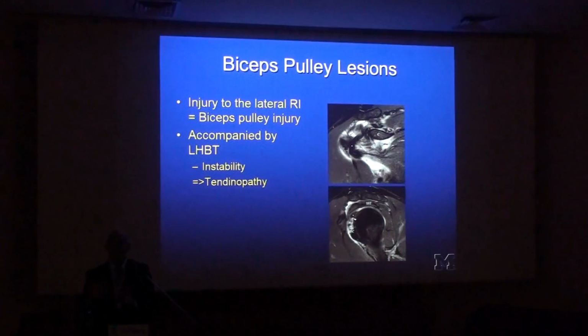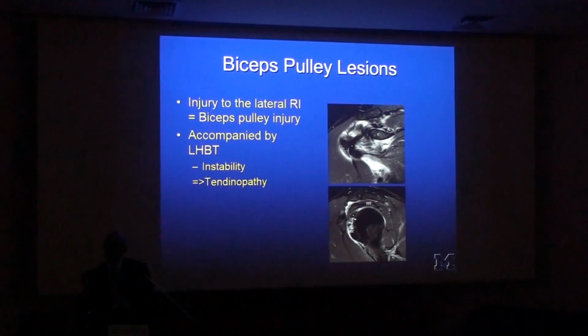Now, biceps pulley lesions or injury occurs when you have tears or injuries involving that far lateral rotator interval. So here's a coronal weighted sequence. Here's fluid where you can see the pulley. So it's a partial tear of that pulley laterally, and you can see there's also an accompanying partial tear in the subscapularis as well. So when you have rotator interval tears, you'll expect pulley lesions and injury as well.